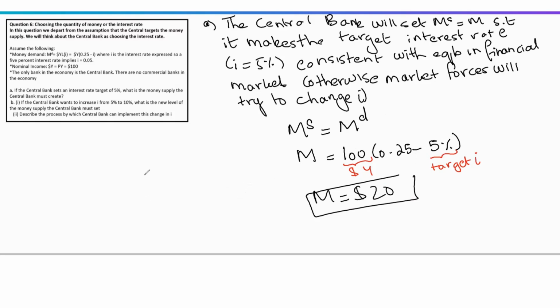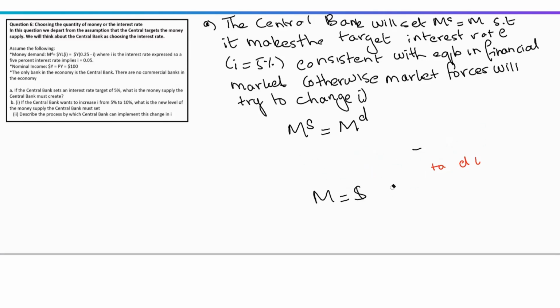So that's the idea. So if the central bank wants to increase I from 5% to 10%, what is the new level of money supply it must create? Let's see. So all of this is the same. The central bank will set M such that it makes the new target interest rate I of 10% consistent with equilibrium in the financial market where MS is MD. So now the central bank wants to set the money supply such that the new target interest rate is consistent with equilibrium in the financial market where MS is MD. So you'll set MS equal to M.